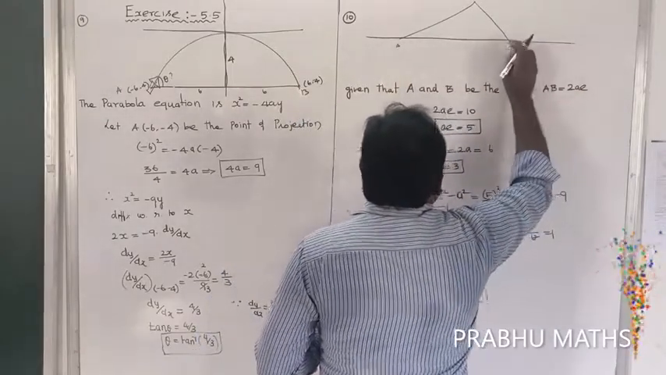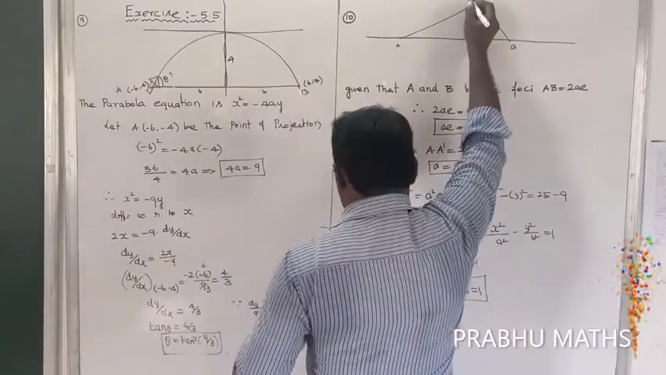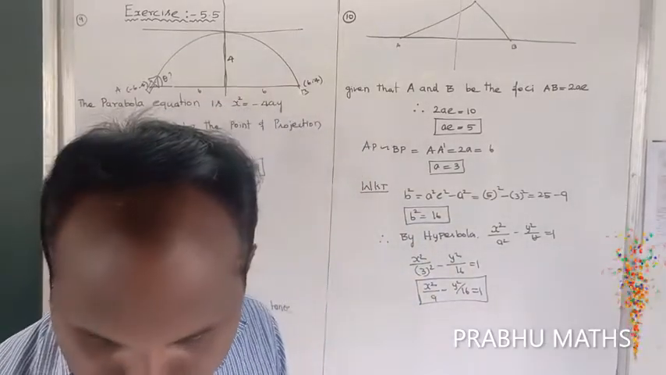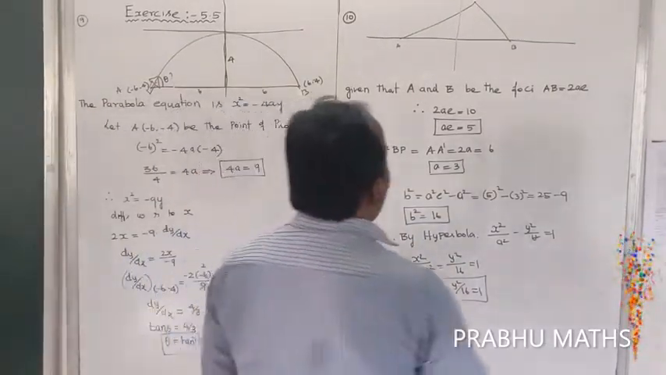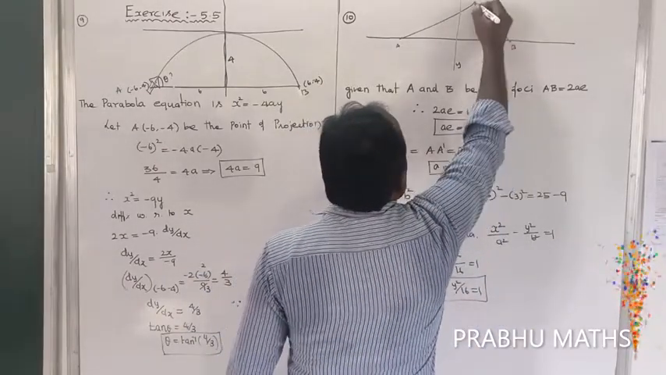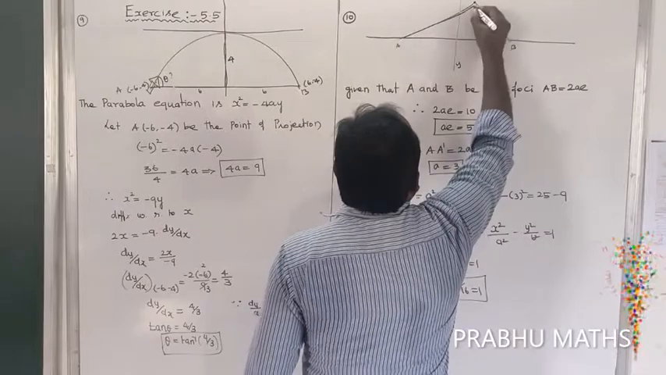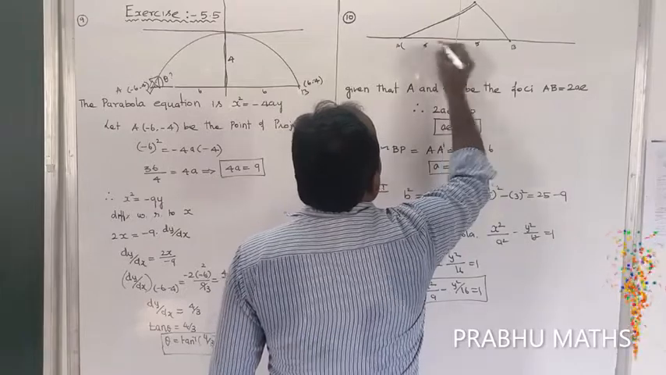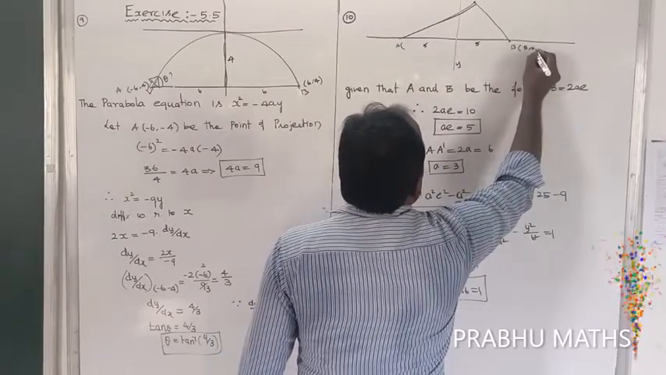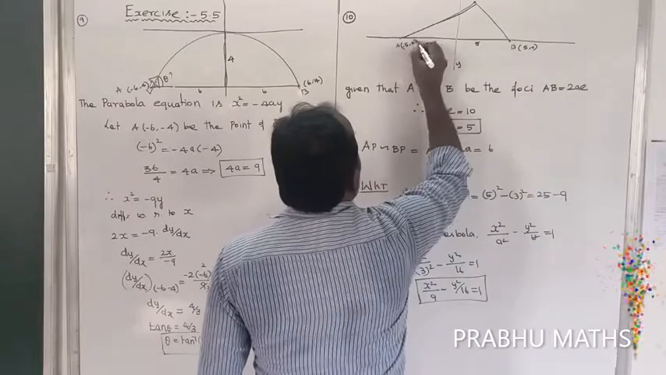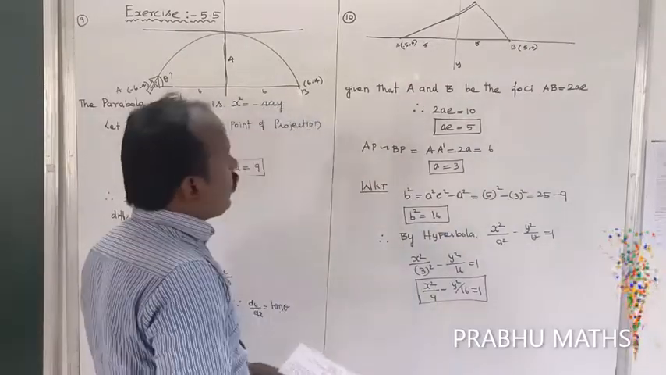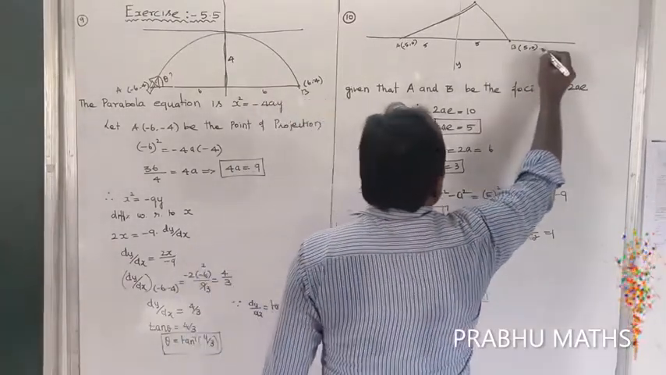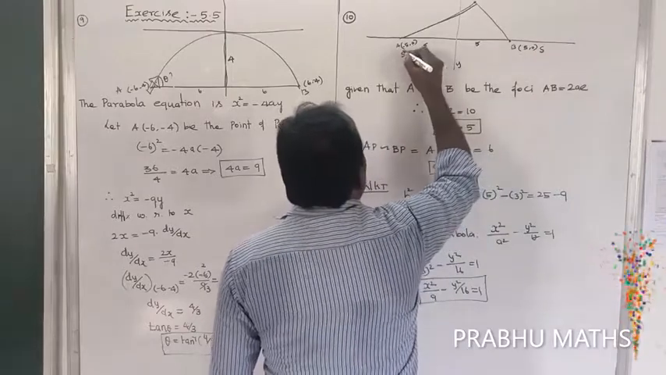So this one is the point. The AB distance means 10, this one 5, this one 5, so the points are (5, 0) and (minus 5, 0). Next, this one is considered the focus S, and this is called S dash.